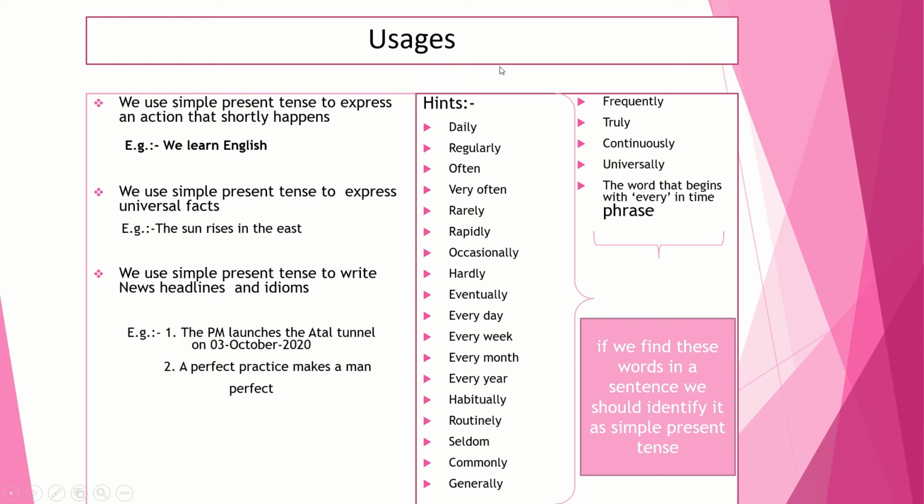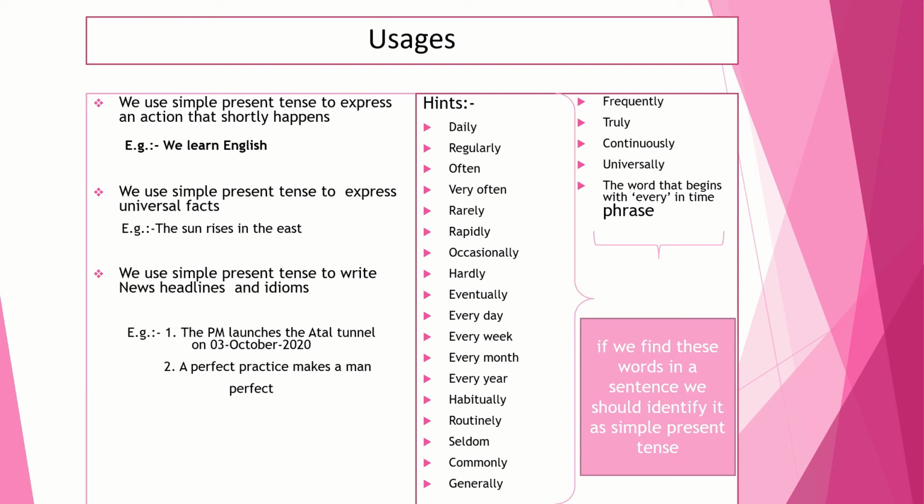And usages of simple present tense. We use simple present tense to express an action that shortly happens or begins. Okay, example, we learn English. We start to learn English. So that is the meaning of the example. ఓకే, కొద్దిసేపట్లో జరగబోయే పనులను చెప్పడానికి సింపుల్ ప్రజెంట్ టెన్స్‌ని యూజ్ చేస్తాము. ఎగ్జాంపుల్, వీ లెర్న్ ఇంగ్లీష్, కొద్దిసేపట్లో నేర్చుకుంటాము అని, నేర్చుకోవడం స్టార్ట్ చేస్తాము అని.